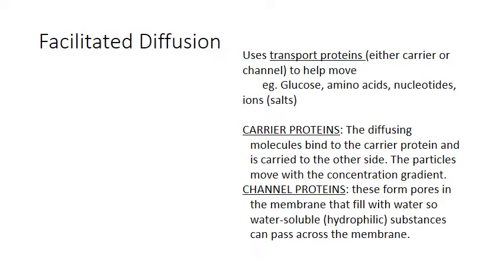With our carrier proteins, it's the diffusing molecule that binds to the carrier protein and is then carried to the other side. These particles can then move with the concentration gradient. They can't go against the concentration gradient, same as diffusion, it goes with the concentration gradient. Our channel proteins form those pores or holes that we were talking about earlier in the plasma membrane, and those pores fill with water, so that anything that's hydrophilic, anything that likes to dissolve in water, is then able to pass across the plasma membrane quite easily.